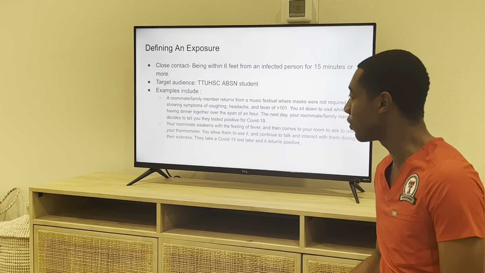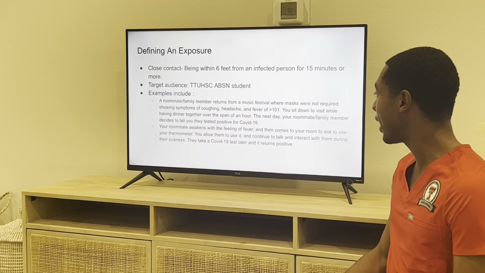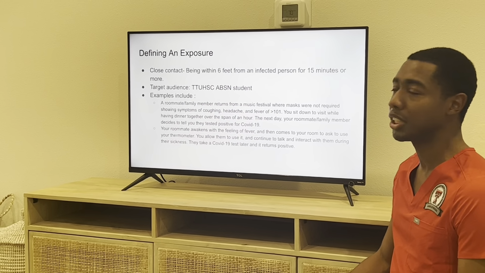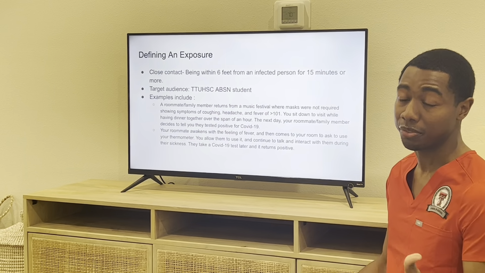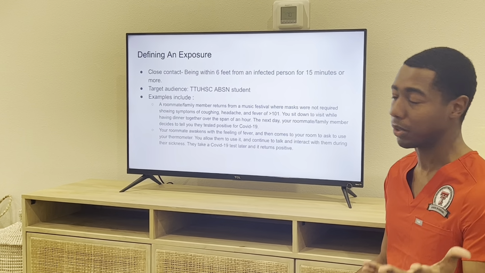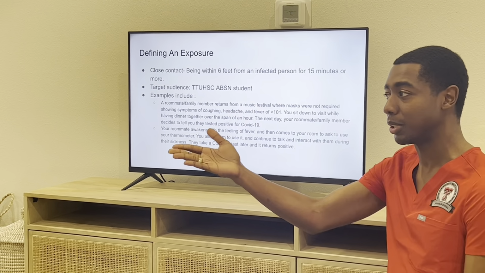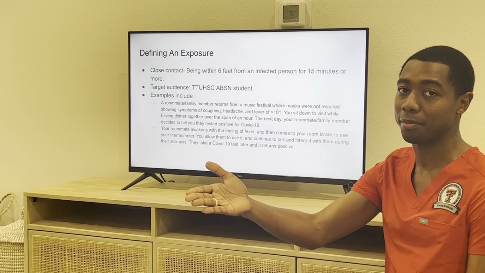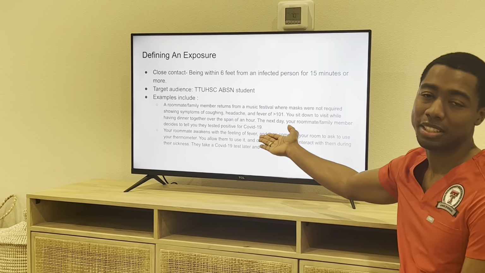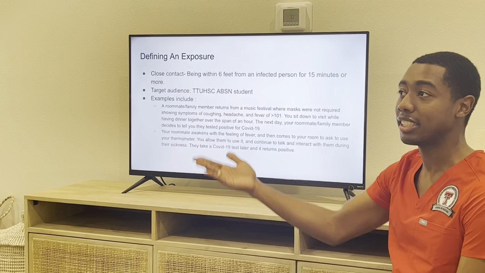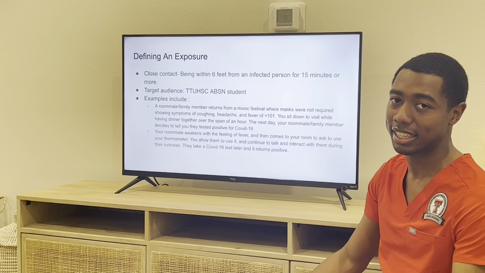Say that you have a roommate or family member who returns from a music festival where masks were not required, and they return showing symptoms of coughing, headache, and a fever greater than 101 degrees. Then you decide to sit down and catch up, sitting there talking to your roommate without a mask while they presented these symptoms. A few days later, they test positive for COVID-19. That's an exposure, because you talked with someone in close proximity without a mask and they had COVID.